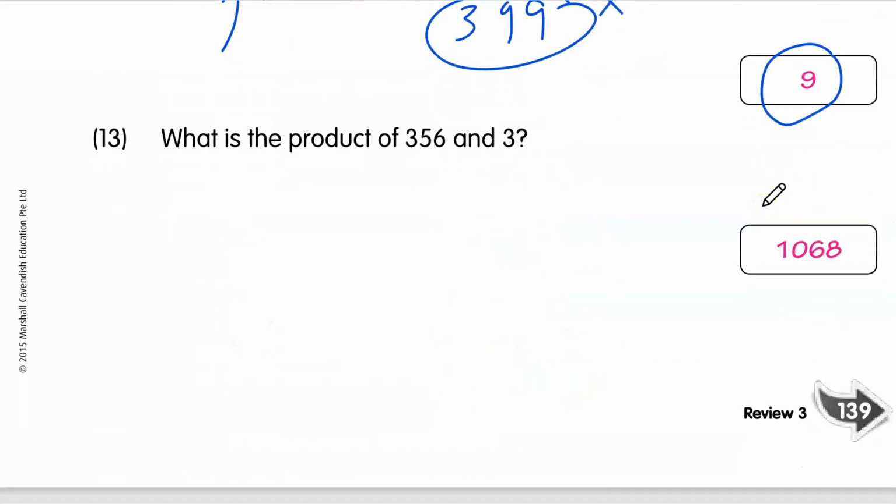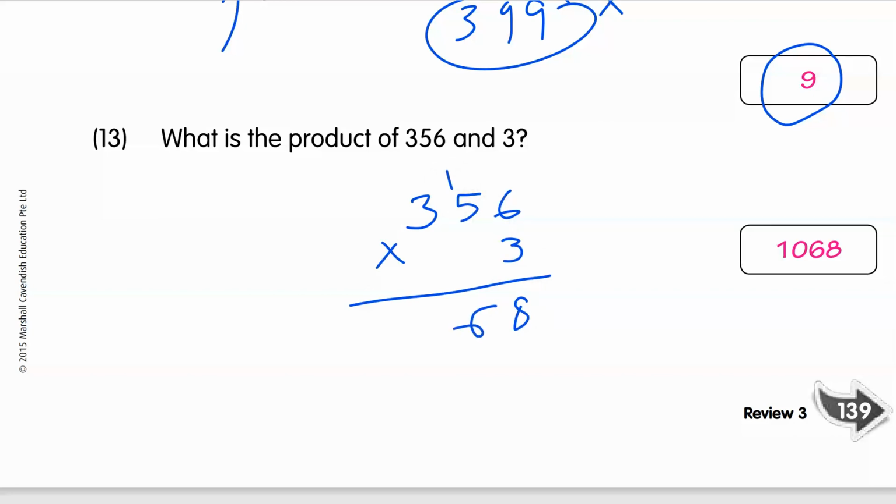What is the product of 356 times 3? 6 times 3, 18, carry 1. 5 times 3, 15. 15 plus 1, 16. Alright, check. Carry 1. 3 times 3 is 9 and 1 is 10. This is the answer. Okay, these are the types of multiplication and division problems. You should be able to do them well.